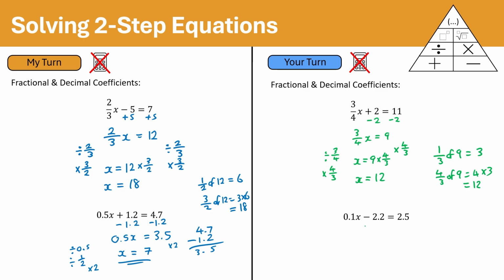In the second example, I'm going to start by adding 2.2 to both sides. That's going to leave me with 0.1x is equal to 4.7. I then want to divide by 0.1. And remember, 0.1 as a fraction is 1/10. So I'm dividing by 1/10. Dividing by 1/10 is the same thing as multiplying by the reciprocal. So multiplying by 10/1, or just multiplying by 10. I need to do that on both sides. On the left-hand side, that leaves me with x. And on the right-hand side, that leaves me with 47.